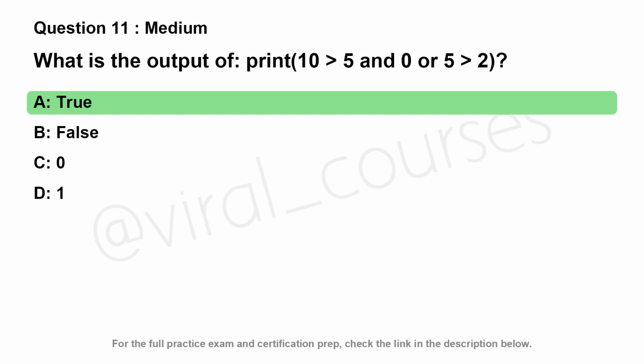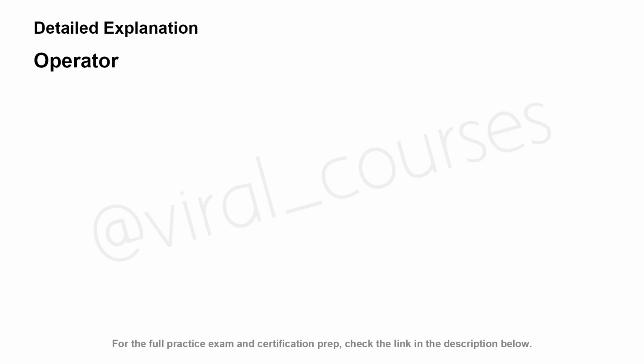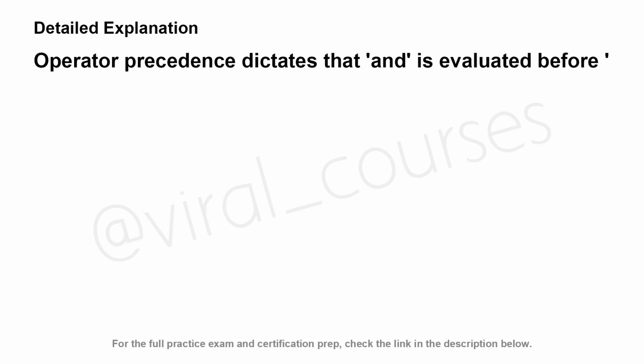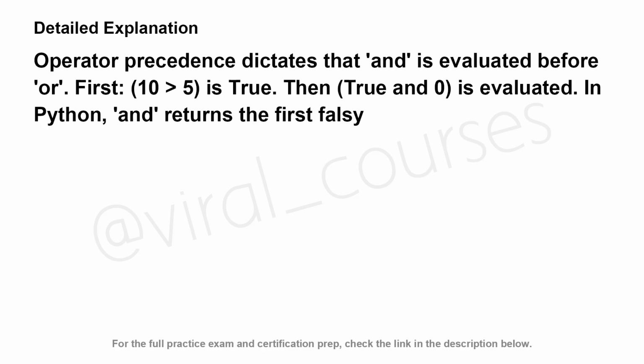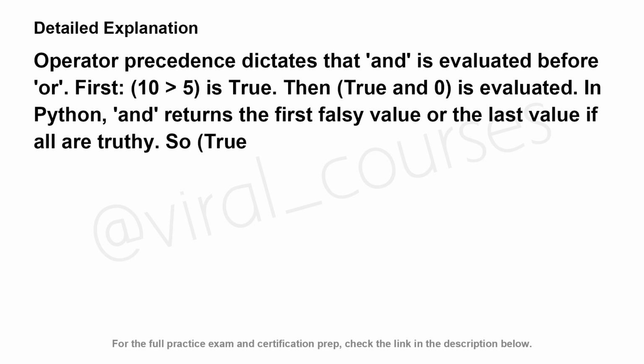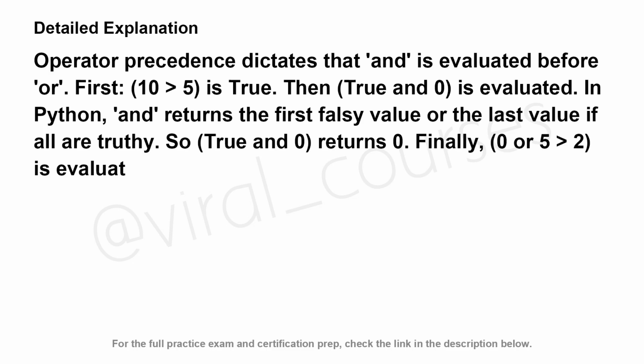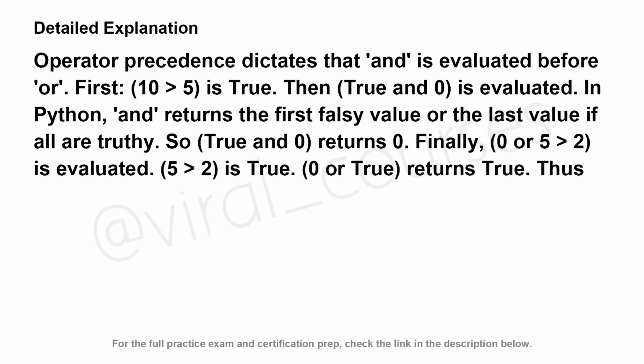The correct answer is A. Operator precedence dictates that and is evaluated before or. First, 10 > 5 is True, then True and 0 is evaluated. In Python, and returns the first falsy value, or the last value if all are truthy. So, True and 0 returns 0. Finally, 0 or 5 > 2 is evaluated. 5 > 2 is True, and 0 or True returns True. Thus, the result is True.